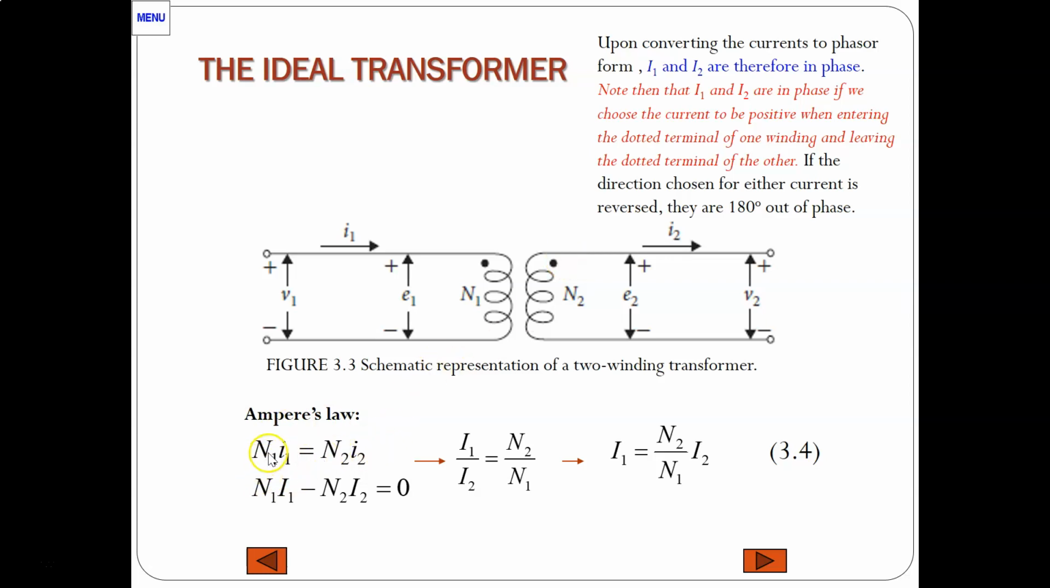Another very important law in such a schematic two-winding transformer is that the ampere-turns of the primary winding and current are equal to the ampere-turns of the secondary. We can write it in this fashion, equals 0, or in this fashion. And here we can see that the primary current will be equal to the turns of the secondary divided by the primary, multiplied with the current on the secondary. So if the secondary current is 0, the primary current is 0.